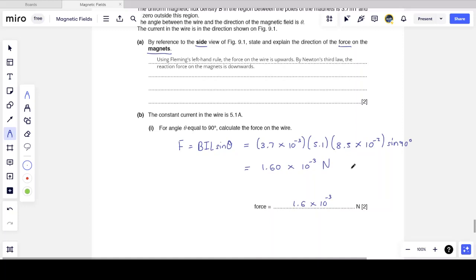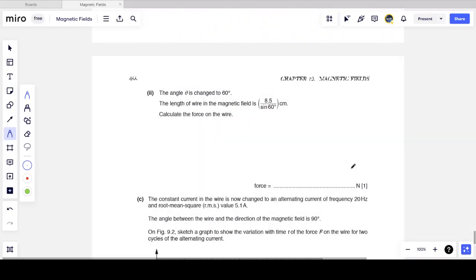Now the next part might be a bit confusing. It's a 1 mark question, but it's a calculation question. The angle theta is changed to 60 degrees, and the length of the wire in the magnetic field L is now 8.5 over sine 60 centimeters.